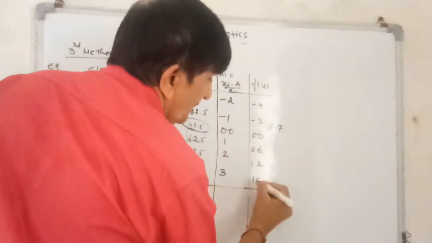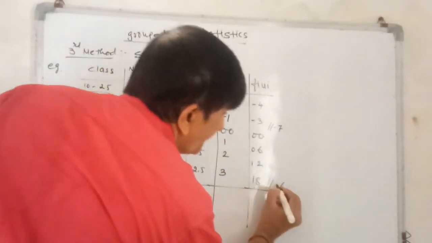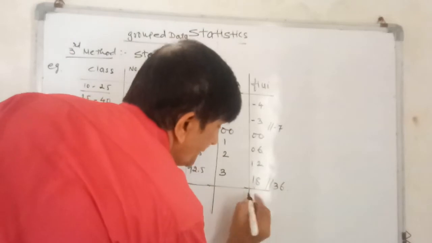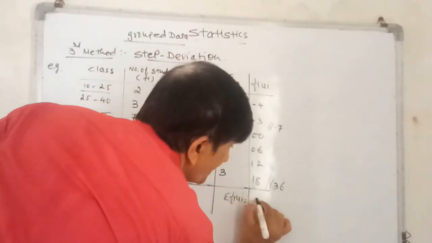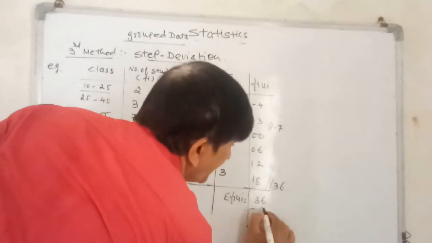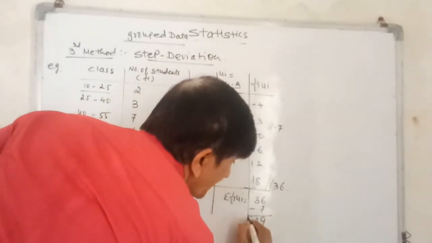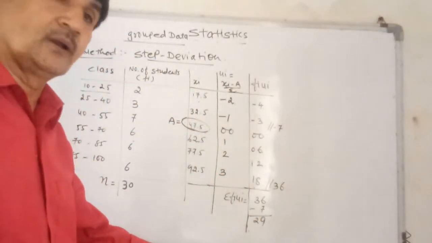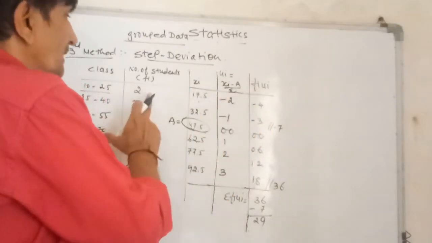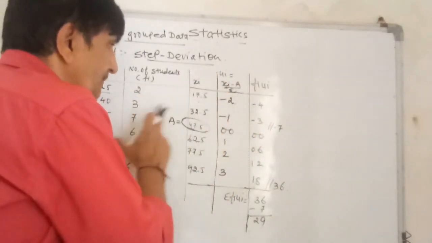Here it is 16. 6, 1 carry, 36. Okay, so sigma FiUi is equal to 36 minus 7. So it is 29. So this calculation becomes smaller. Okay, FiUi again. This is your Ui and this is FiUi. Clear?